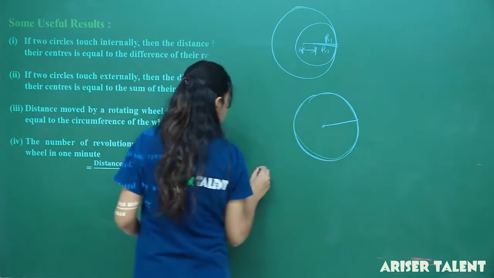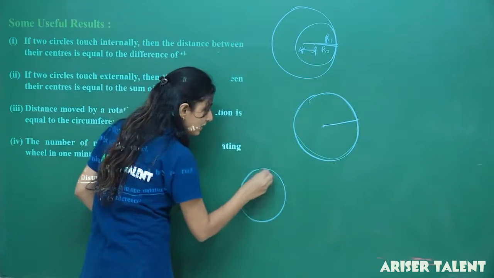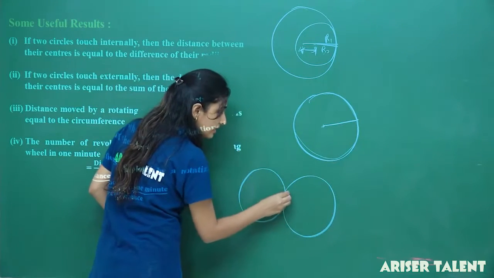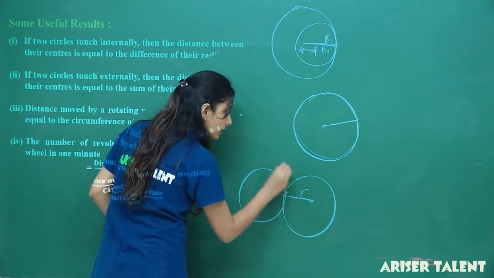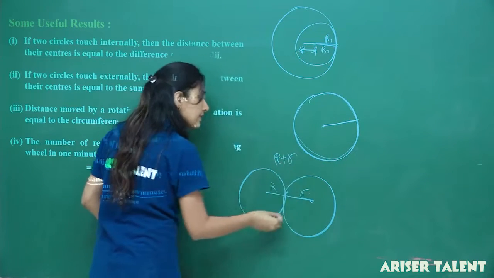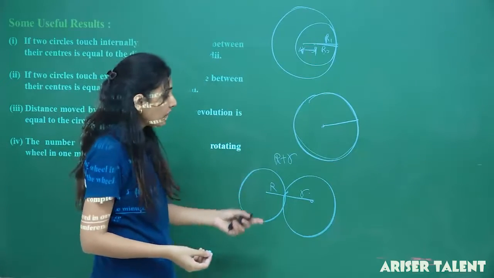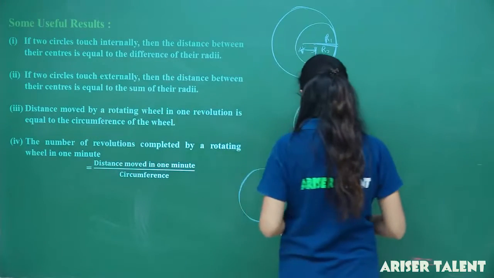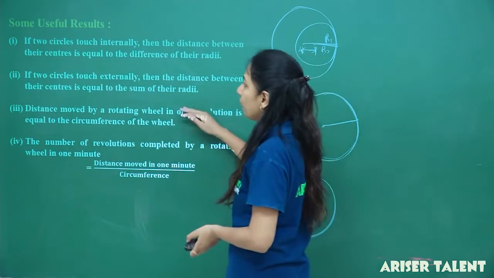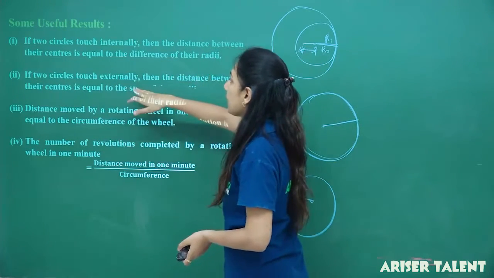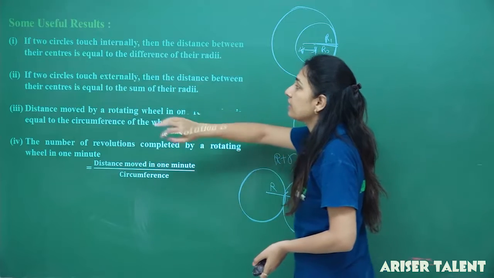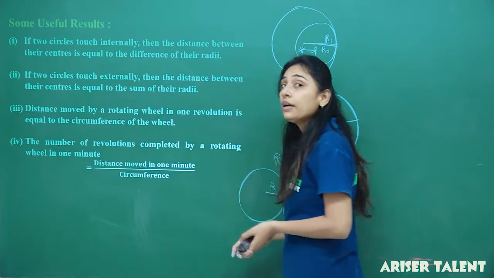And if it happens like this, that this circle is touching this circle externally, so this will be r1 and this will be r2. The distance from center to center will become the summation of the radii. So we have just to justify it here that if two circles touch externally, then the distance between their centers is equal to the sum of their radii.